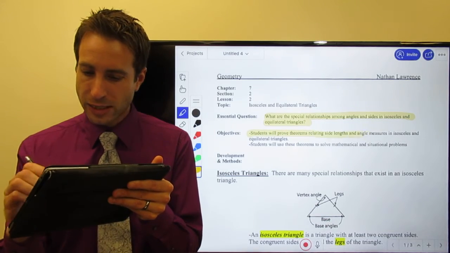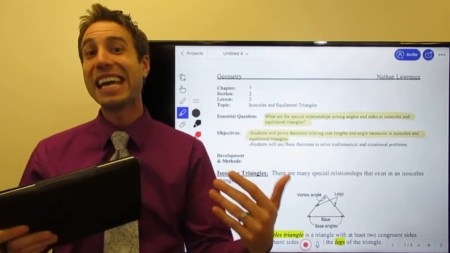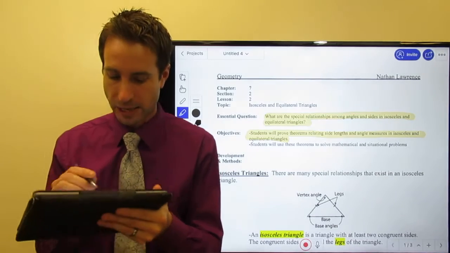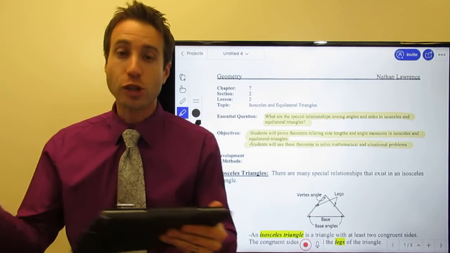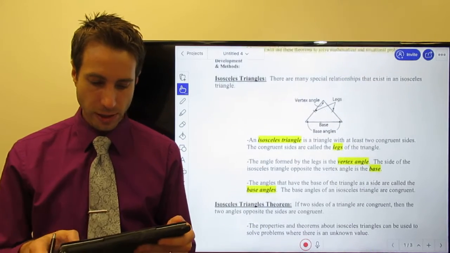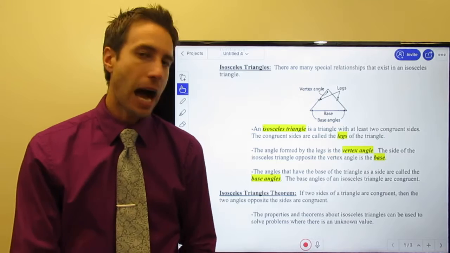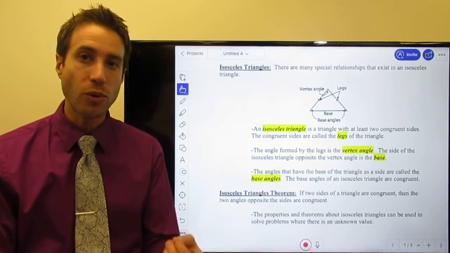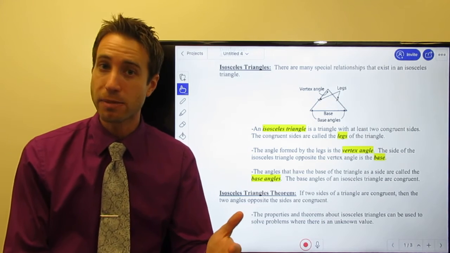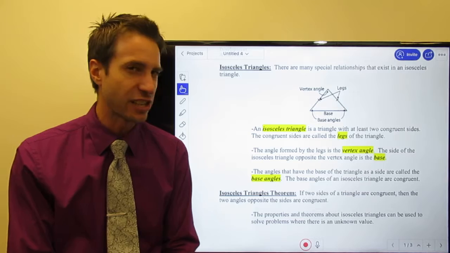Again, our objectives are learning targets, the things that we're going to talk about, the stuff that you need to know in order to solve some problems or answer this essential question. So here we go. We're going to talk about the isosceles triangle first. I've got a diagram of an isosceles triangle, and again, I'm sure many of you are already aware of these properties, but bear with me as I go through it just to make sure we're all on the same page.